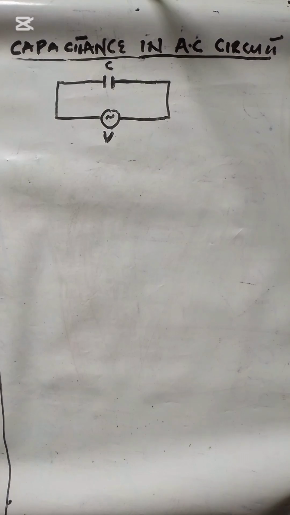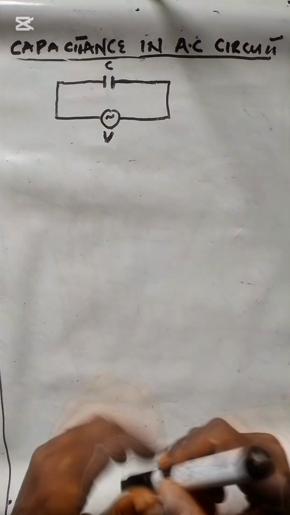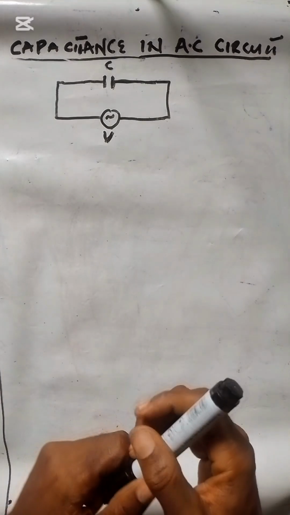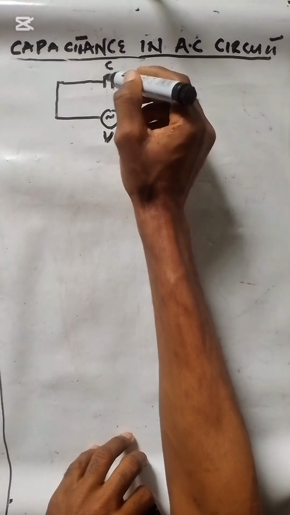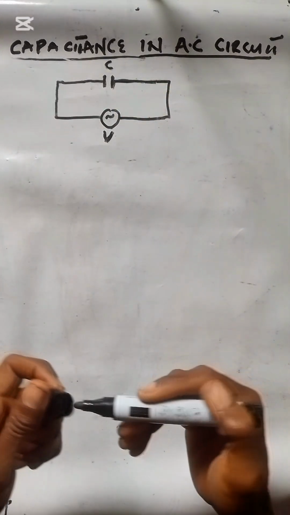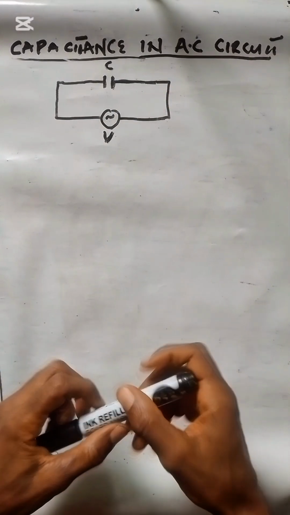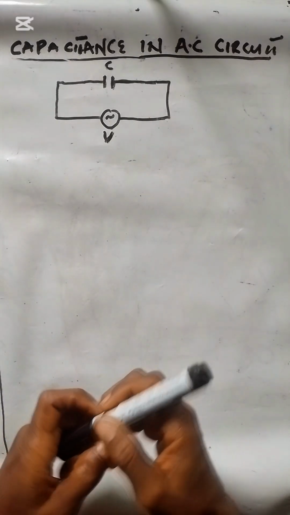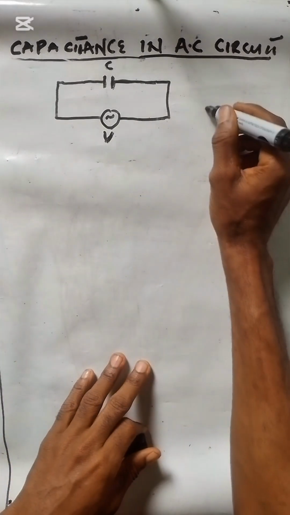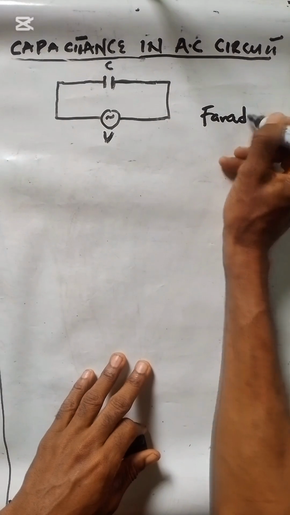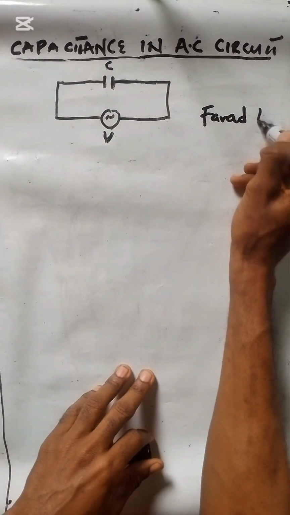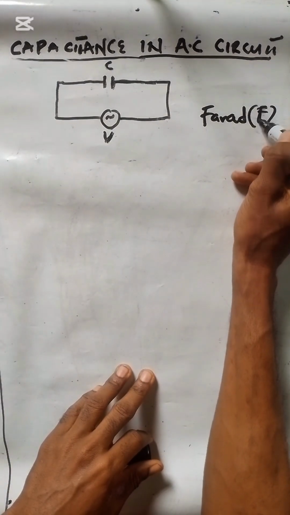So now let's look at capacitance in AC circuits. As we can see, capacitance is represented by this symbol, two parallel lines as shown there, and capacitance is measured in farad. That is F.